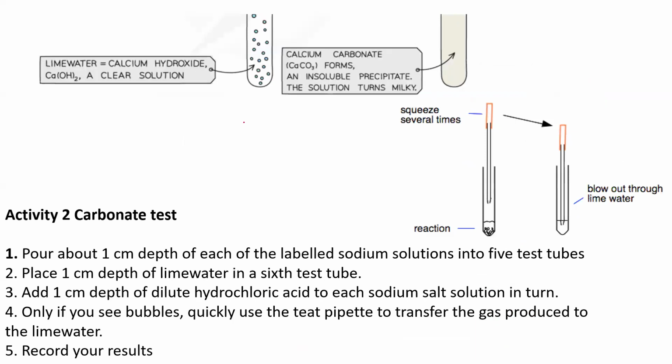Carbonate test. Lime water is calcium hydroxide. I've written calcium hydroxide at the top there, and that is a clear solution. Then you add hydrochloric acid and whatever your salt solution is. If there is a carbonate there, you will then get calcium carbonate produced in your lime water.